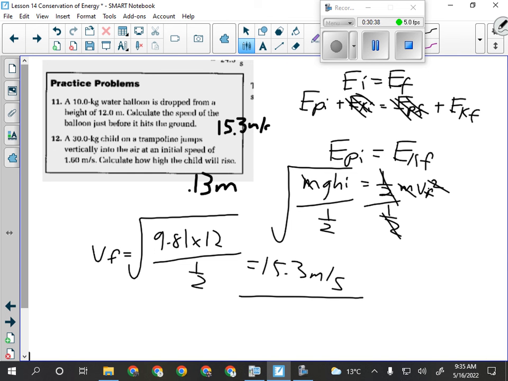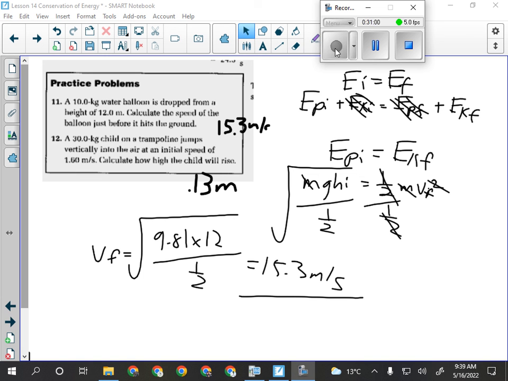You need to calculate the maximum height they will reach. How fast will they be moving at that maximum height? 0. That's the trick to this question. We have to recognize that when you're at your maximum potential and your maximum height, you have no kinetic. All right, I'll give you a few minutes on number 12.